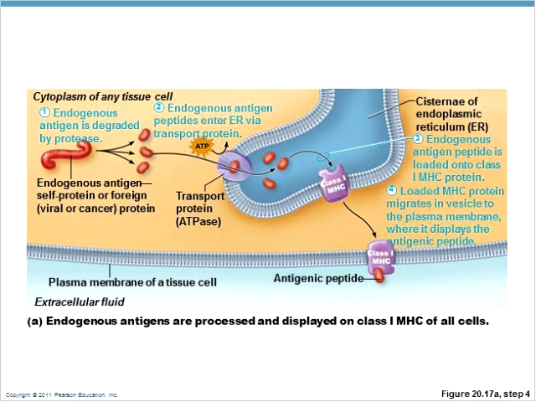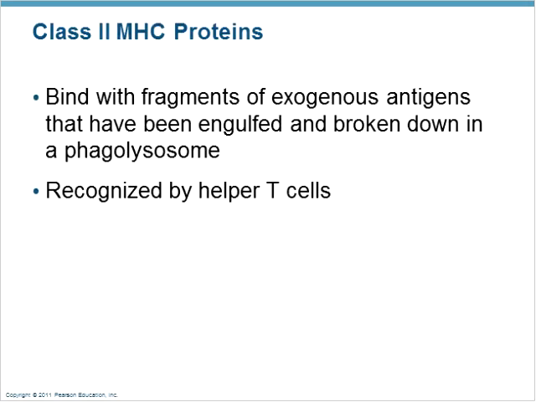The loaded MHC protein migrates to a vesicle in the plasma membrane where it displays the antigenic peptide to the outside world and ultimately to the T cell. And the T cell then knows that there's something abnormal going on inside of that cell proper. Class II MHC proteins bind with fragments of exogenous antigens that have been engulfed or broken down in a phagolysosome. They're also recognized by T helpers, so they bind with fragments of the antigens that have been engulfed or broken down by the phagolysosome.